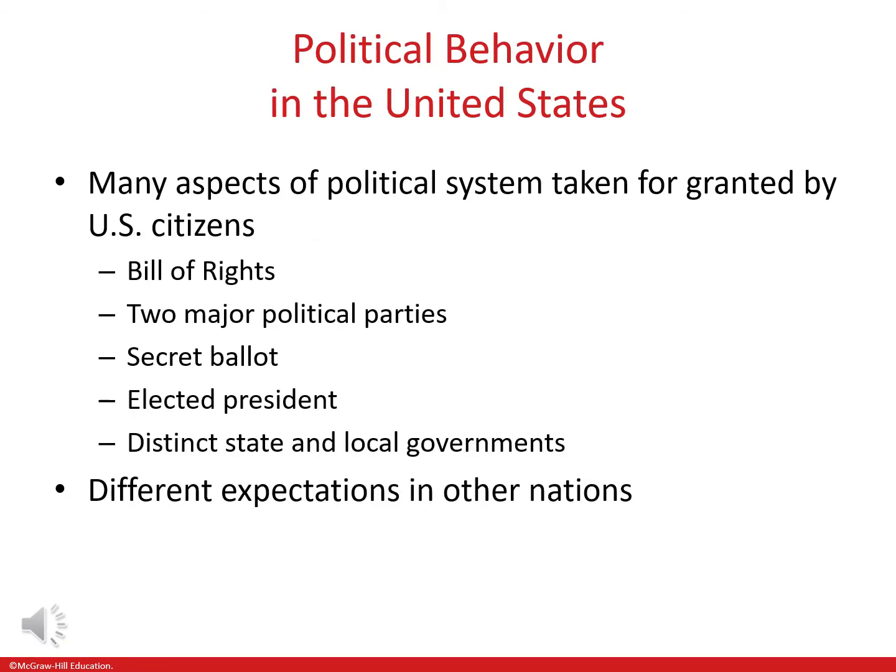Political behavior in the US. So there are many aspects of our system that people probably take for granted because they don't know what it's like for others in other countries that don't have as many freedoms or as many rights as we do. So we have the Bill of Rights. We have two major political parties, even though we have a myriad of other parties. We have secret ballots, elected presidents, a distinct state and local government.